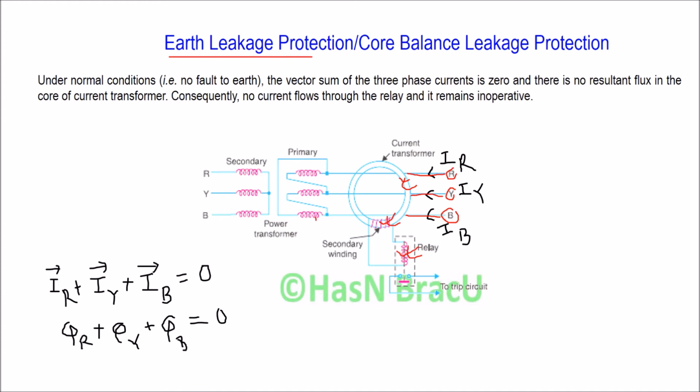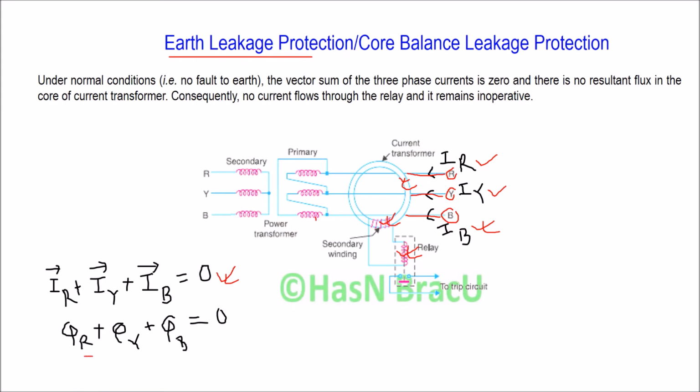Now, under normal operating condition, when no winding is grounded or earthed, or you can say a leakage free system, the vector sum of three phase currents, let's say for R phase current is IR, for Y phase current is IY, and for B phase current is IB, is equal to 0. Which means there is no resultant current. If the vector sum of these three phase currents is 0, this means the vector sum of three fluxes for three phases will be 0.